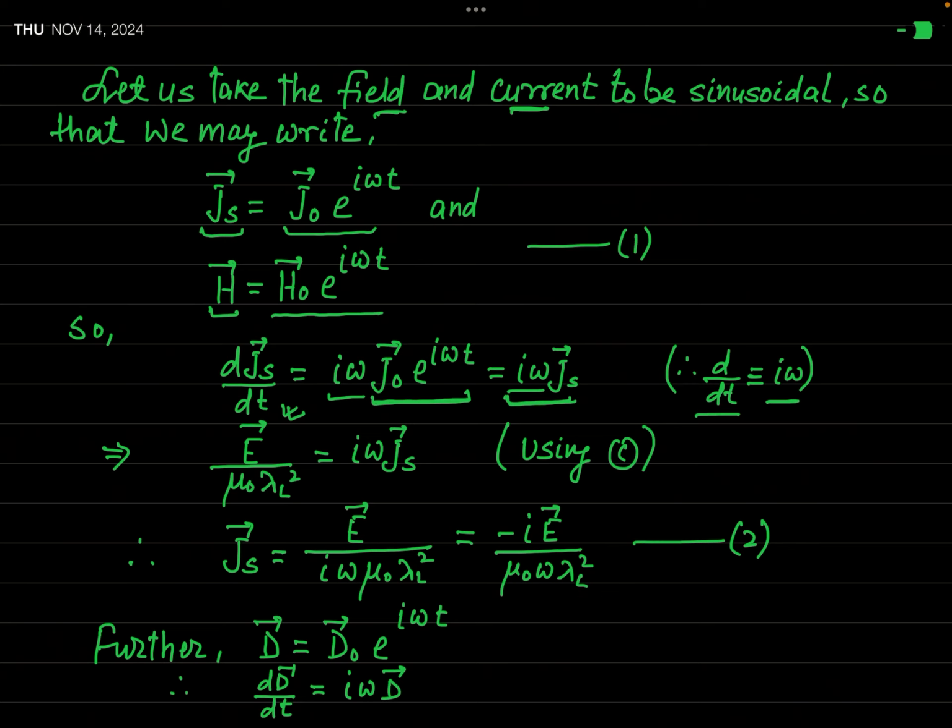Remember, omega is the frequency, which is a physical quantity, but iota omega is not a physical quantity, it is an operator, and this operator is just equivalent to this time derivative operator.